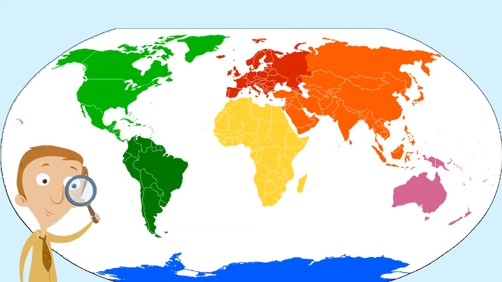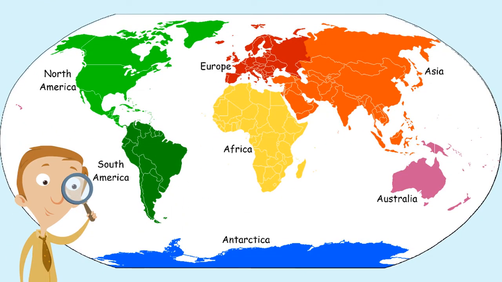Take a look at this map. It shows the world, and it's divided into the continents by colour. However, there's no names on these continents. You know one already, Europe. Can you name the 6 missing continents? And do you know where they are? Pause the video and give it a try.